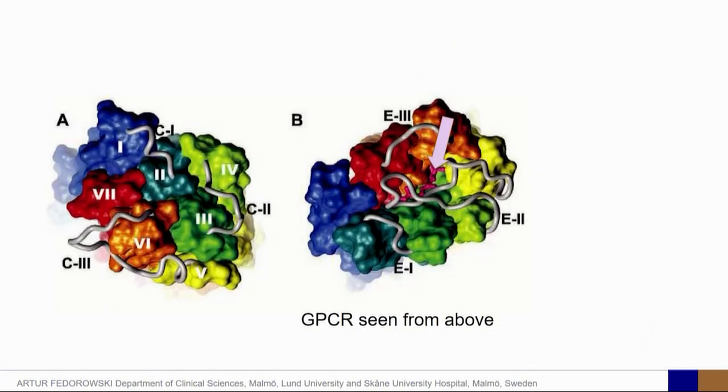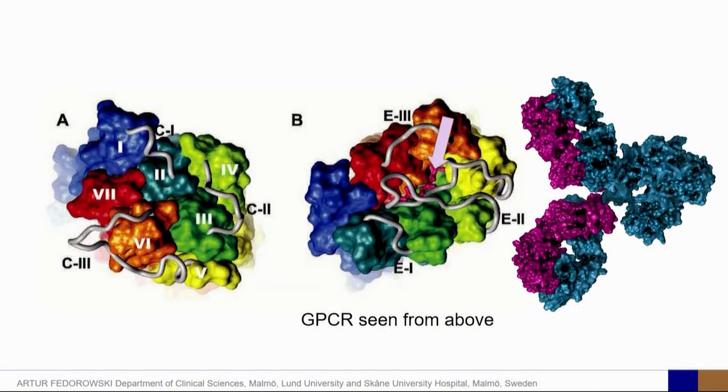So you see the G-protein coupled receptors from above. This is the cell surface. You see the G-protein coupled receptors, three loops, popping up. And you see this tiny neurotransmitter in the middle. You see it? The purple one. Epinephrine. And then Death Star comes. Huge. These are the real proportions between neurotransmitters, epinephrine, and autoantibodies.